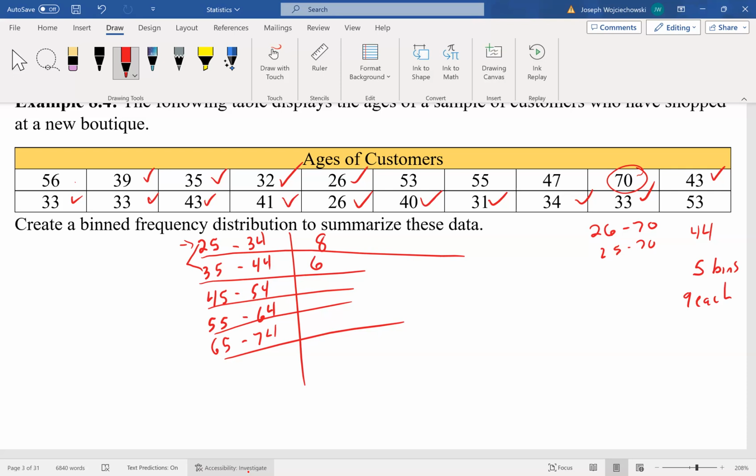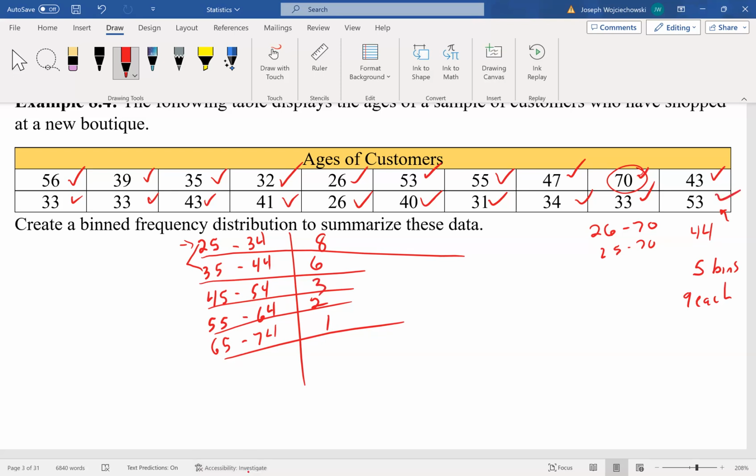45 to 54. 1, 2, that's it. 55 to 64. 1, 2. Yep, we missed this one here. 2. And then we have the 70. And then we need to go back and count for this one.